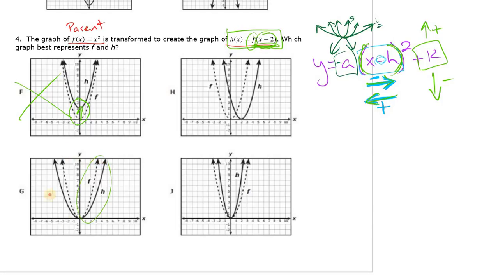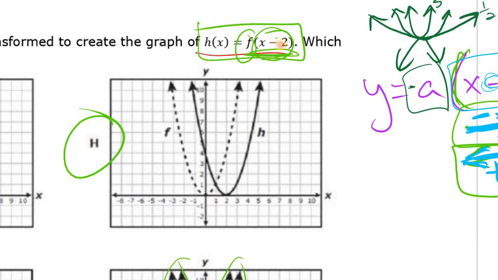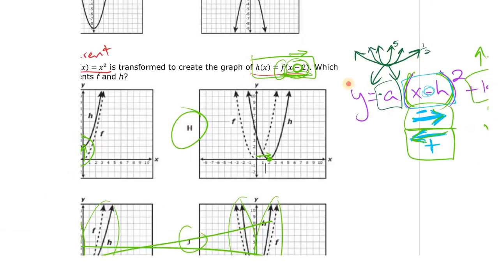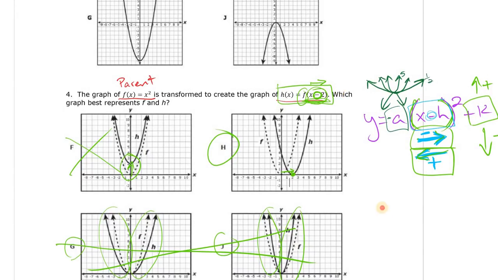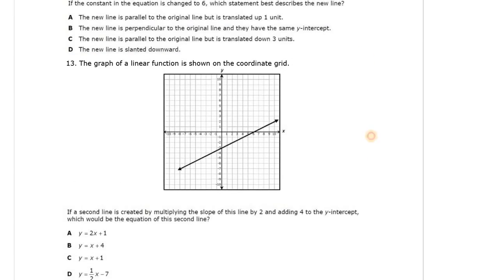Or that are made narrower or wider, such as J and G. Those are both out because they're making it wide or narrow. So by process of elimination, we don't even have to know which one's sending it left or right. We know it's got to be H. But just like we said before, if it's negative, we're moving to the right. So it's shifted right too. All right, that is an example of quadratic transformations. On all of these problems, you're going to be doing something along those lines. If you have a question, please raise your hand.